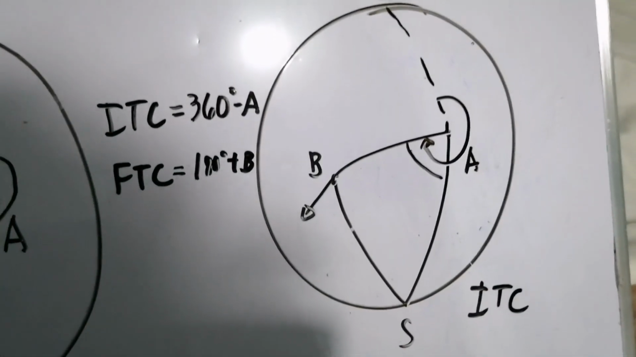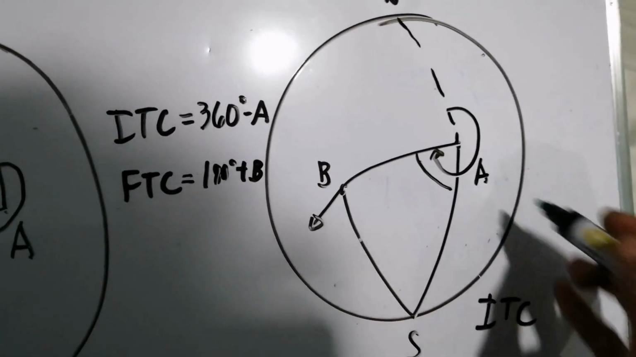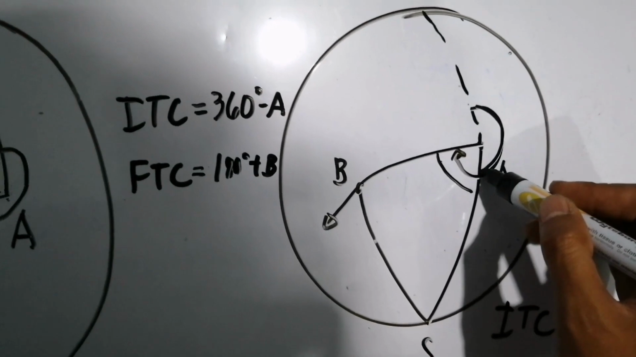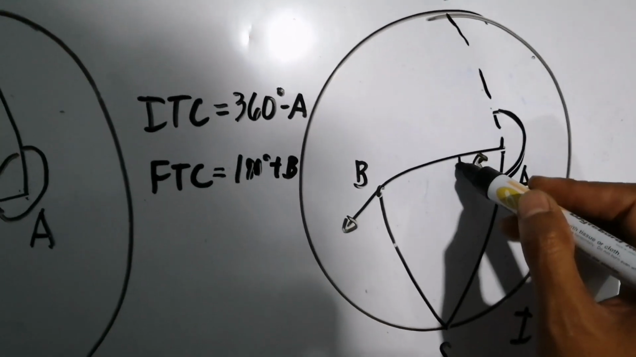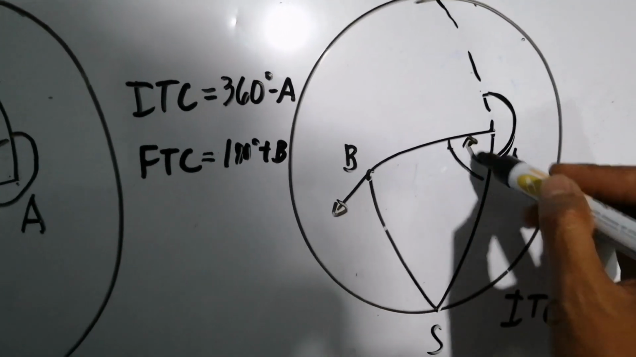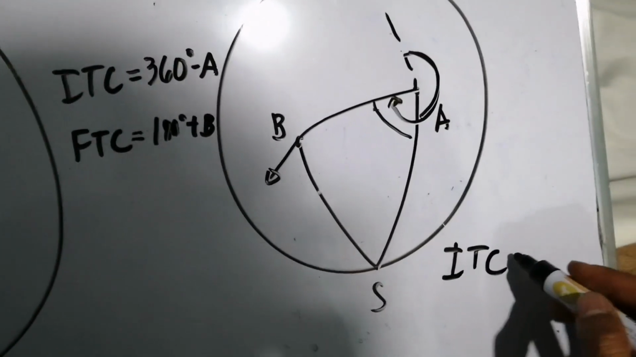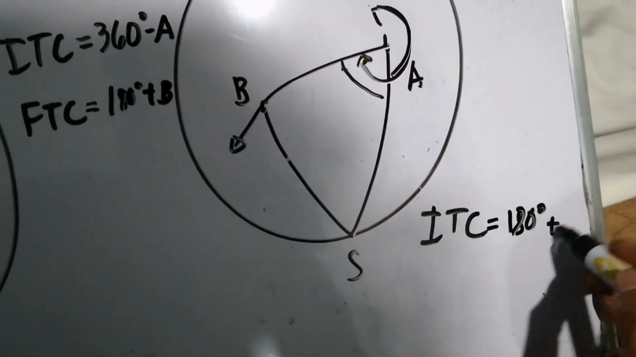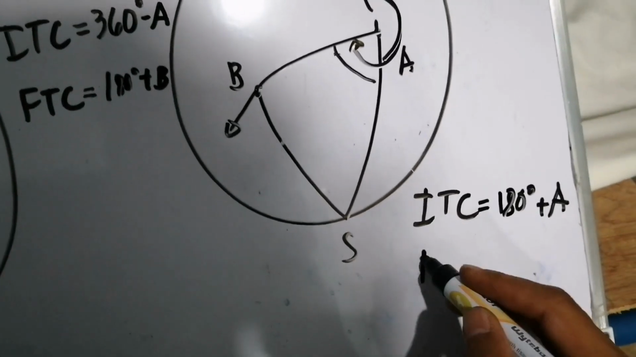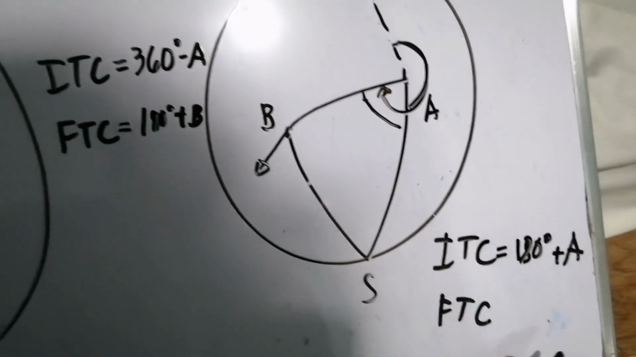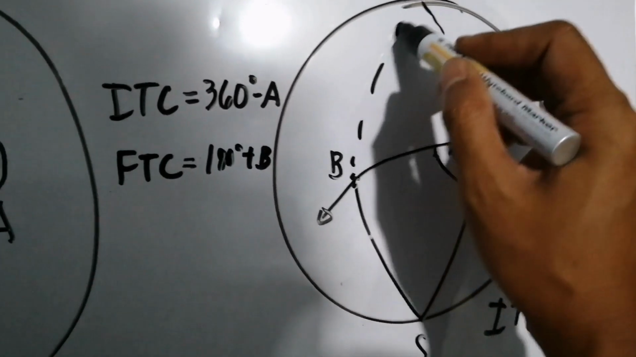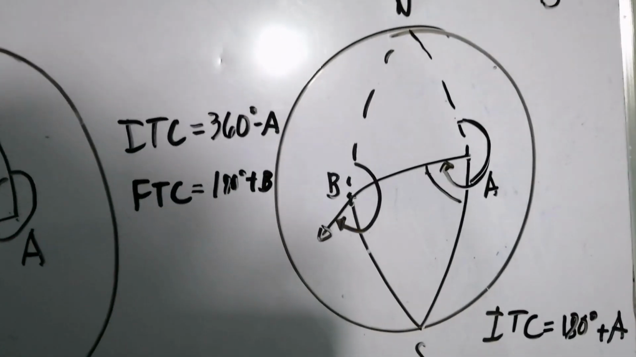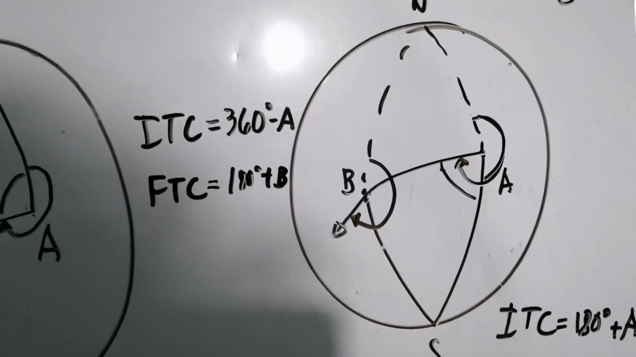So what will be your initial true course? Again, this one is a straight line, or a great circle track, so this will be 180 degrees. And this, which is angle A, will serve as the initial true course. So this will just be 180 degrees plus your angle A. And finally, the final true course. Again, from the true north going to the direction we are going. So that's the final true course.